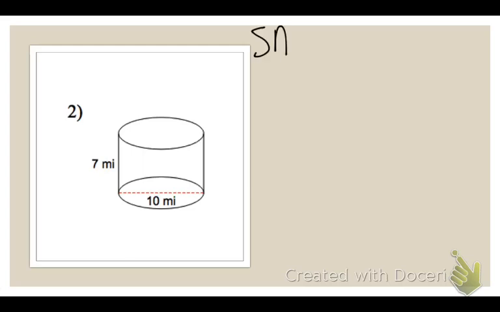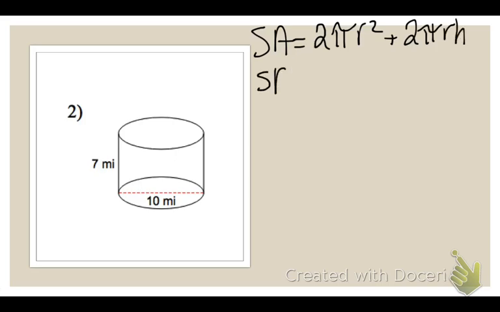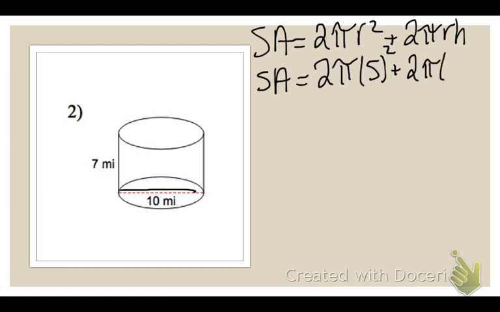So surface area equals 2 pi r squared plus 2 pi r h. I substitute in: surface area equals 2 pi, r is going to be half of this, so 5 squared, plus 2 pi times 5 times 7. So I'm going to multiply the numbers out. So surface area equals, I will let you skip the next step, which is squaring.